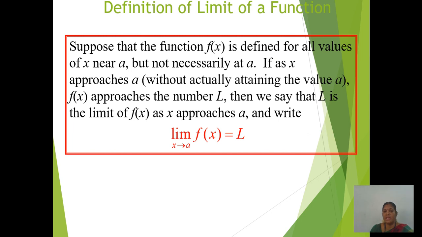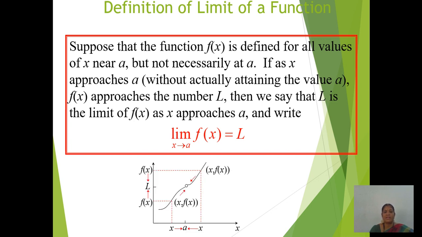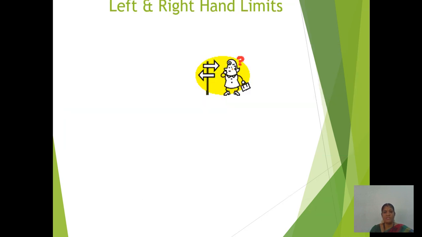Suppose that the function f(x) is defined for all values near a, but not necessarily at a. If as x approaches a, f(x) approaches the number L, then we say that L is the limit of f(x) as x approaches a, and we write limit of f(x) as x tends to a equals L. Some graphs. No matter how x approaches a, f(x) approaches L.